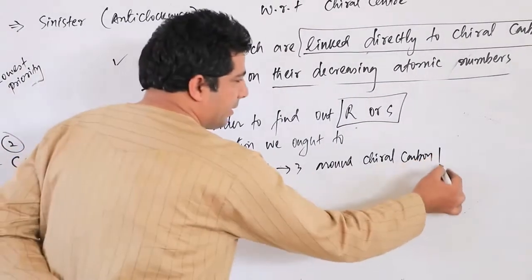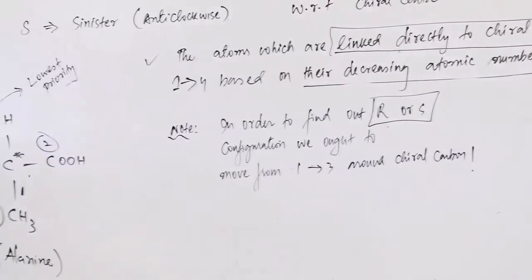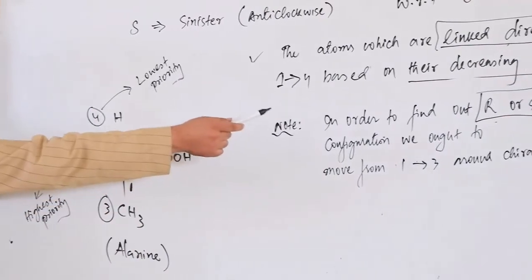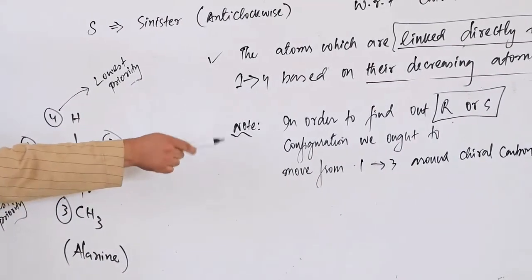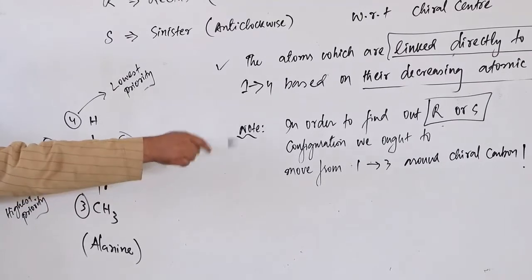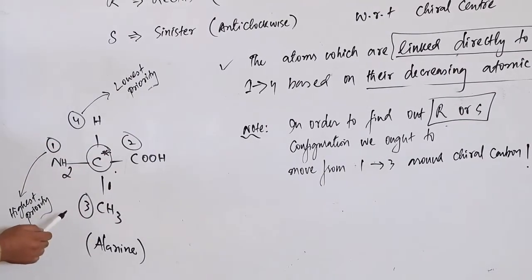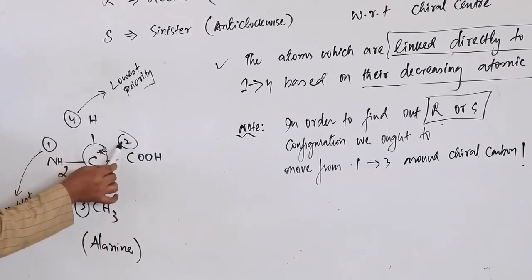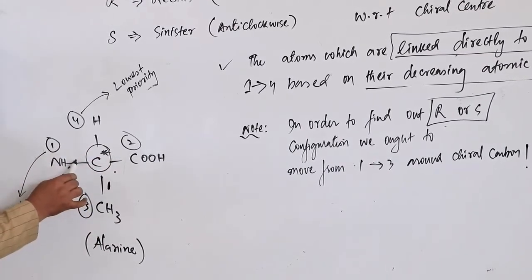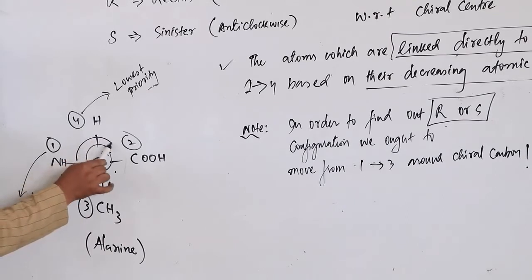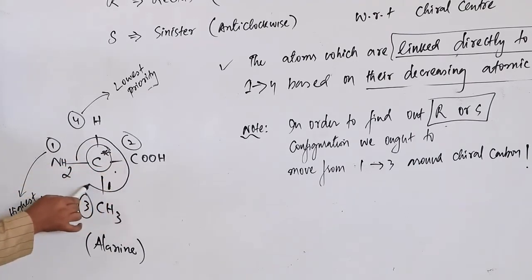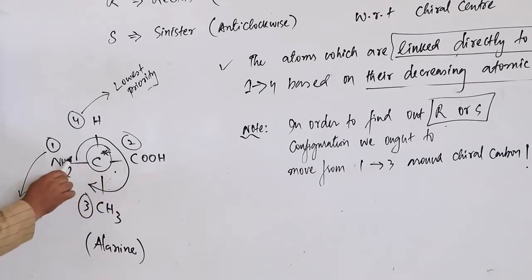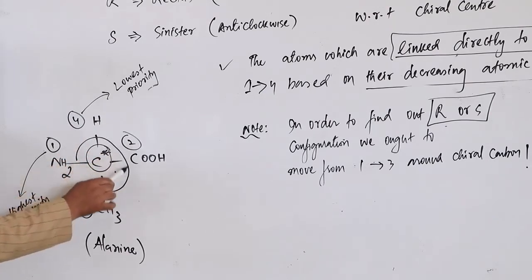So my dear friends, let us see here. This is the chiral carbon. I told you that in order to find out R or S configuration, we ought to move from 1 to 3 around the chiral carbon. So I have to move from 1, this is 2 and this is 3. Have a look here. This is my 1, this is 2 and this is 3 here. So I am moving from 1, 2 to 3.